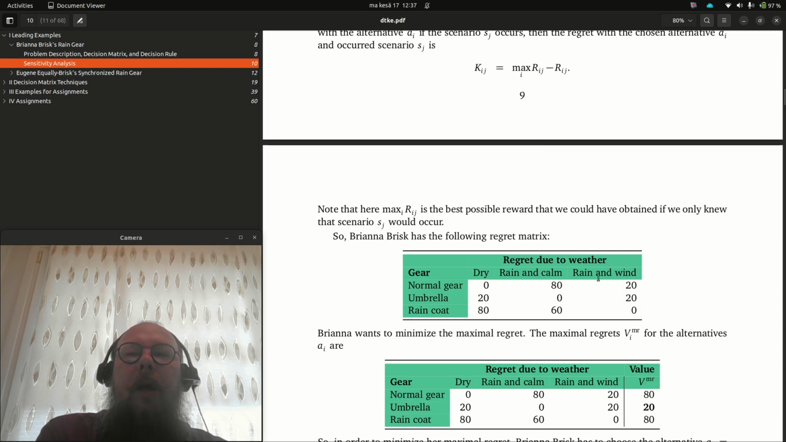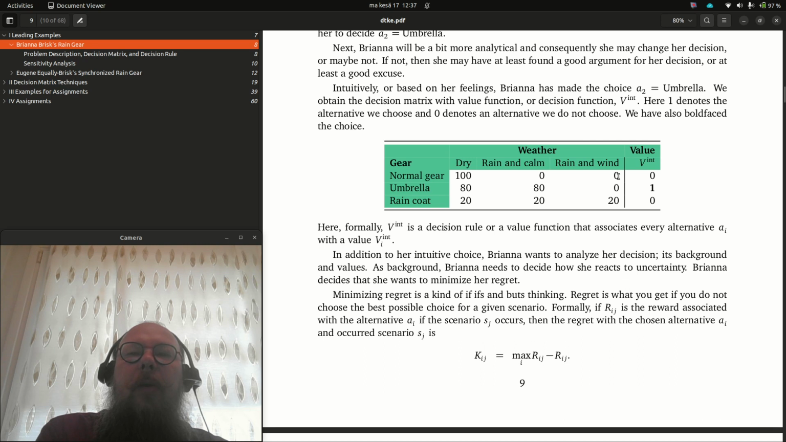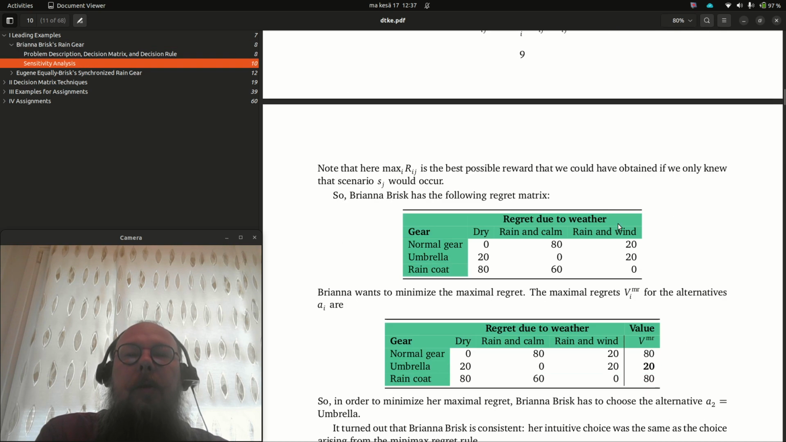And the same way, normal gear and rain and wind is 20, because we get the reward 0, but if we would have known that it's rainy and windy, we would have taken a raincoat, so that would be a comfort 20, so we lose 20 comfort points. So then the regret is 20. And in the same way here, 20, 0, 20. So 0 here tells us that the umbrella is the best choice for rain and calm, and also raincoat. Here we see that the 0 here, so the raincoat is the best choice for rain and wind. So in the regret matrices, the zeros are the best choices, with no regrets at all.